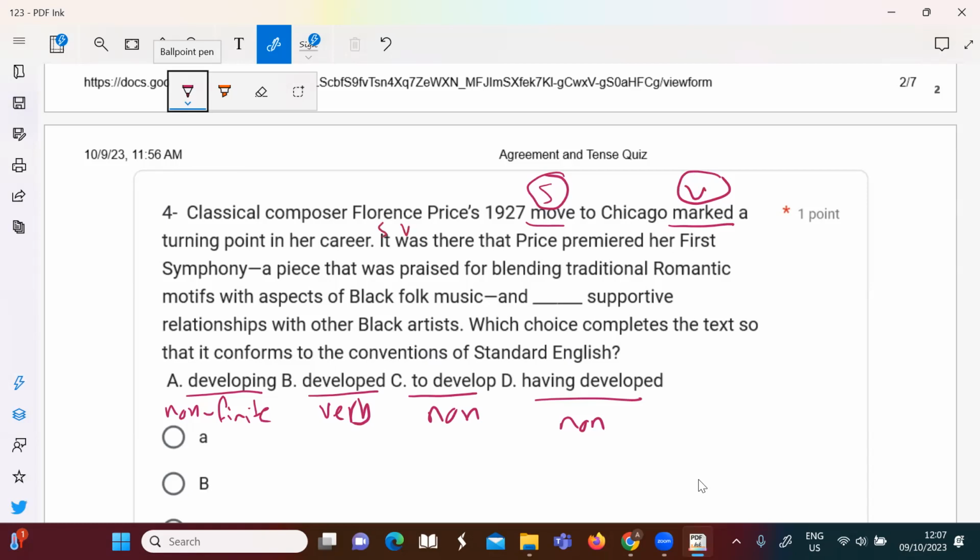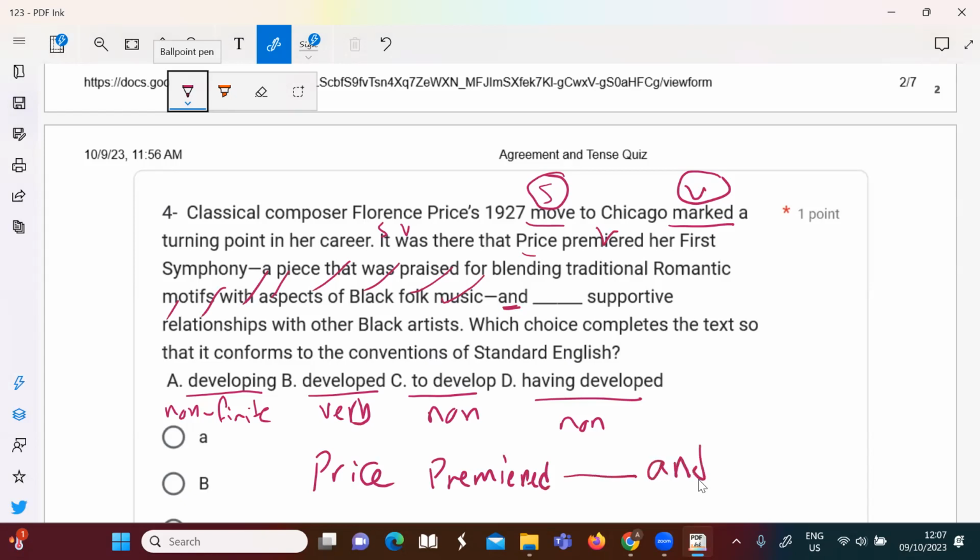It, subject and verb. It was there that Price premiered. This is a verb. Her first symphony. سيبكم من ده. يبقى and. طب ما هنا يا جماعة and دي محتاج compound يبقى Price premiered and what.